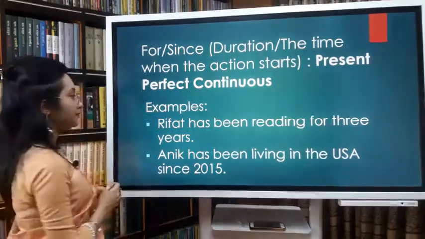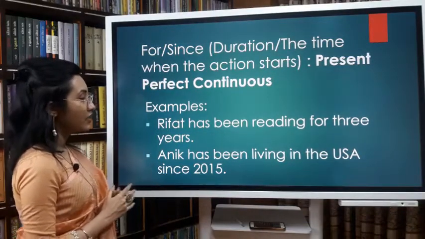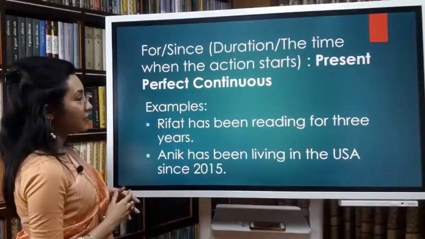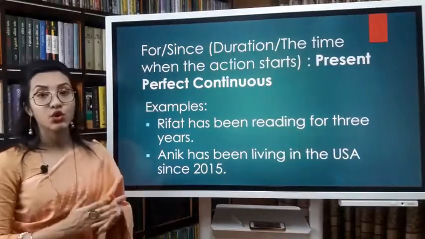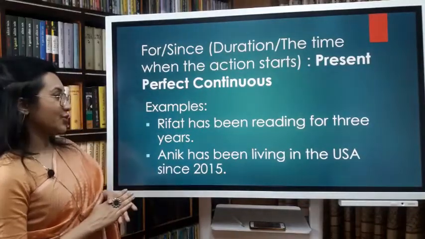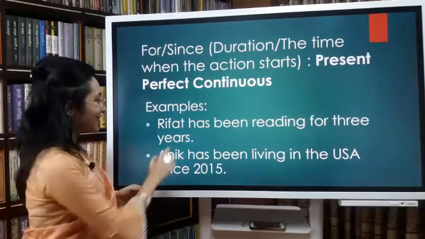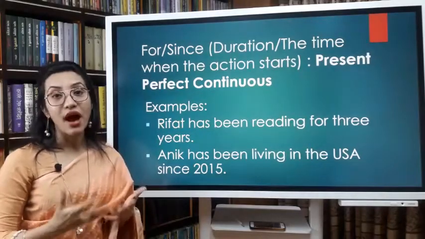For example, Rifat has been reading for 3 years. তার মানে রিফাত 3 বছর ধরে, oh, I'm so sorry. I think I should read 3 hours here. I'm so sorry for that. It should be hours. Rifat has been reading for 3 hours.